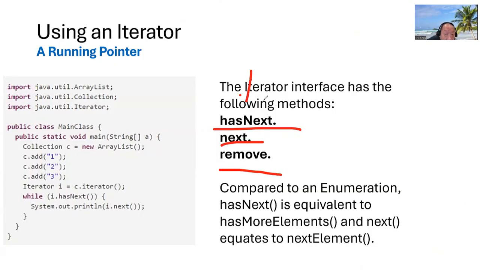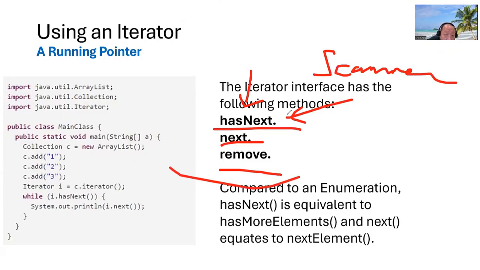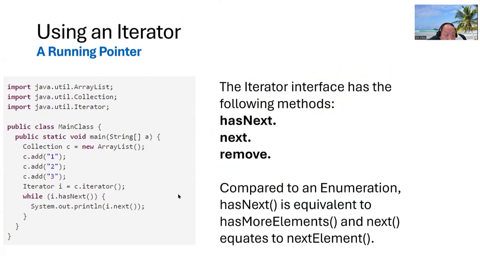So from here, you know what is iterable. Which class that you already know is iterable? Scanner is iterable. Scanner has these three functions. Does that make sense? Right here I give you an example. You have an ArrayList, you add 1, 2, 3, and you create an iterator, and then you call next, next.